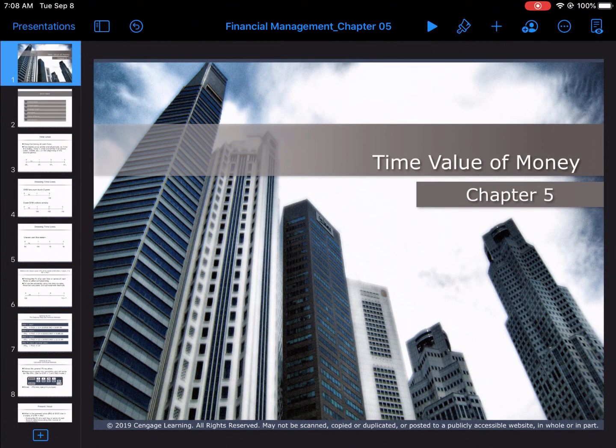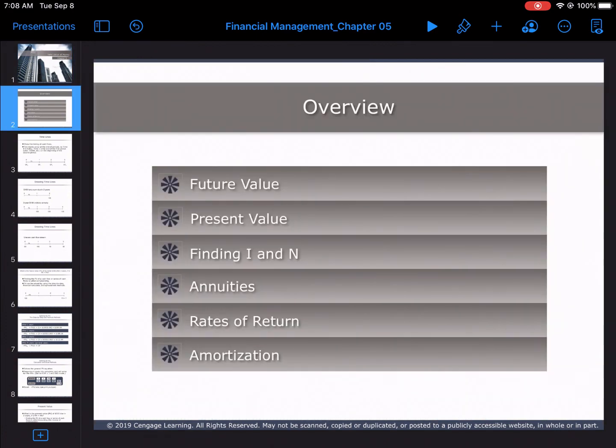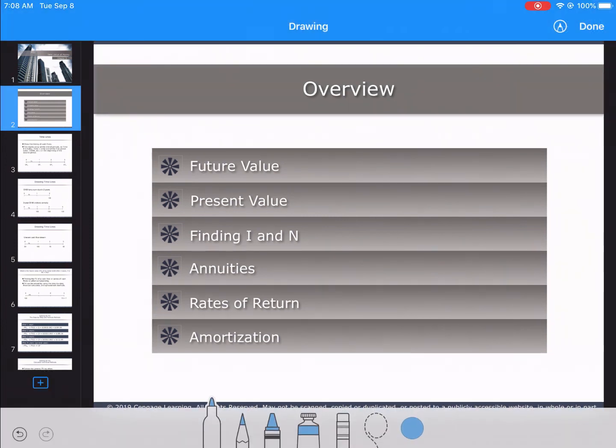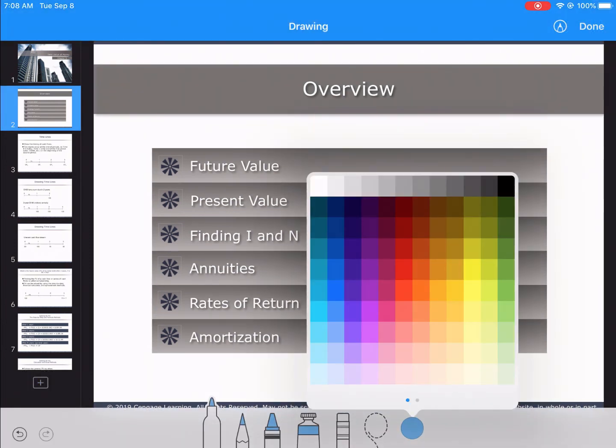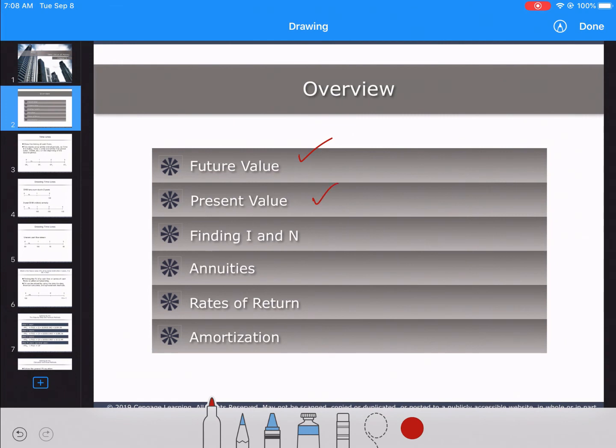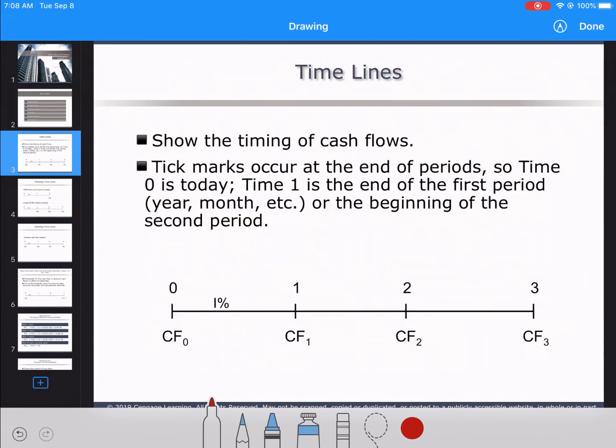Folks, this chapter will be about time value of money. We are going to particularly look at future value, present value, I and N, annuities and rates of return, and amortization. Okay, so we have different kinds of cash flow.